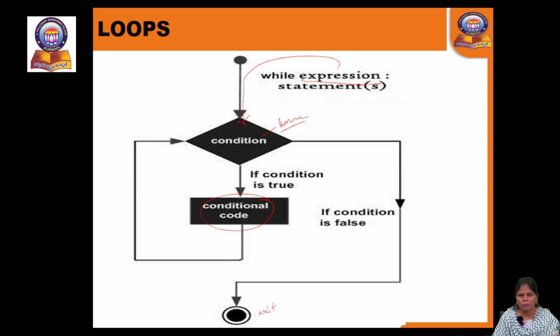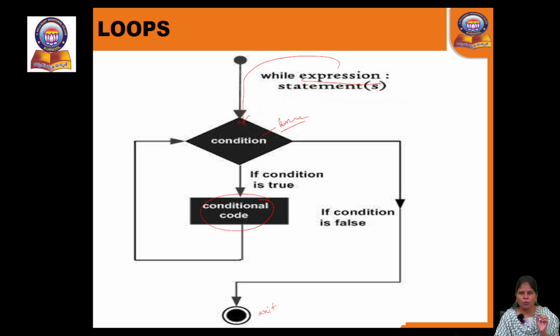Unless the condition becomes false, up to that point, the statements will be executed repeatedly. If the condition becomes false, it won't go into the loop; it comes out of the loop and exits. So if there are any other statements below the suite of the while, those statements will be executed.